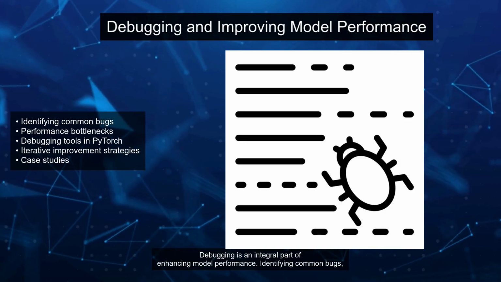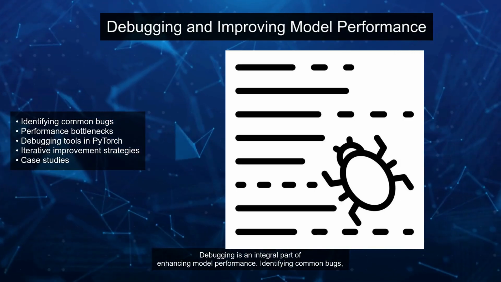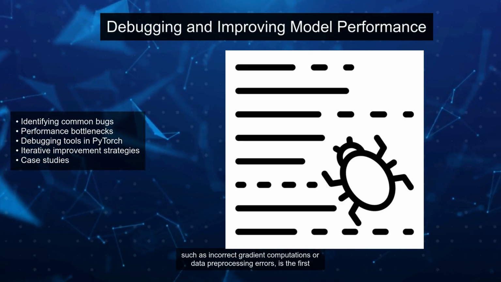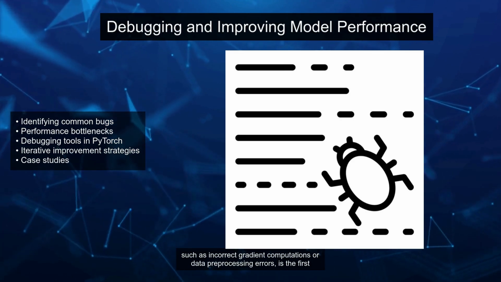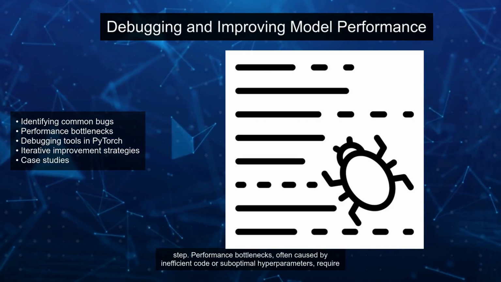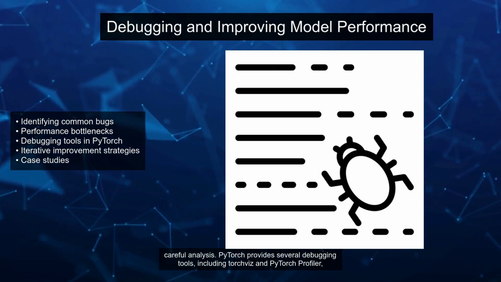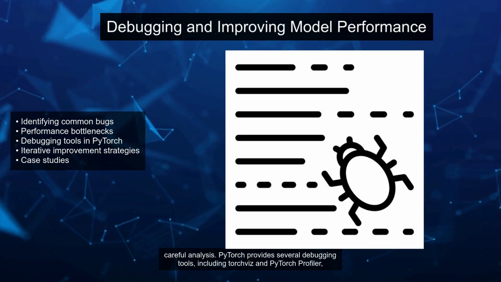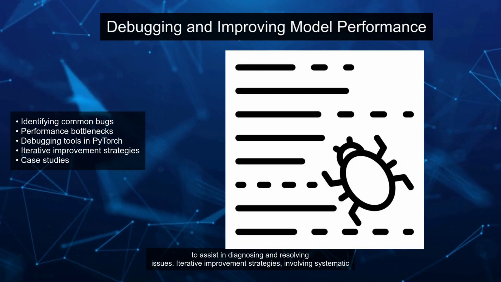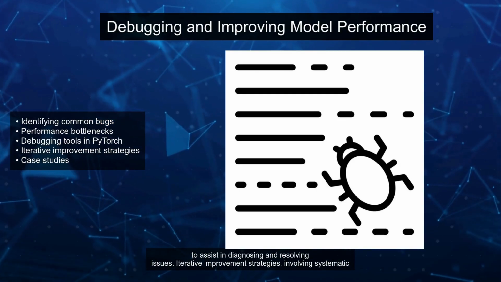Debugging is an integral part of enhancing model performance. Identifying common bugs, such as incorrect gradient computations or data preprocessing errors, is the first step. Performance bottlenecks, often caused by inefficient code or suboptimal hyperparameters, require careful analysis. PyTorch provides several debugging tools, including TorchViz and PyTorch Profiler, to assist in diagnosing and resolving issues.